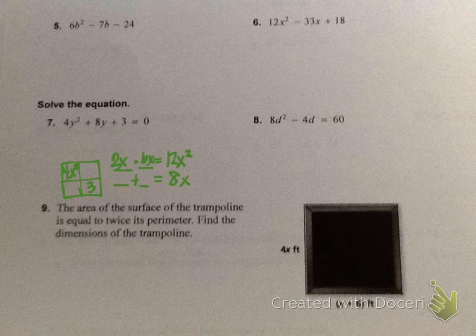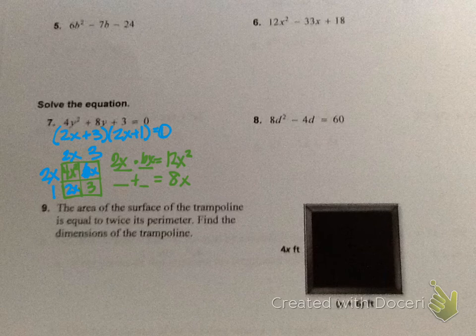So I'm going to fill in 6x and 2x. And I would have 2x here, 2x here, and I would get 3 and 1. So I get 2x plus 3 times 2x plus 1 equals 0.